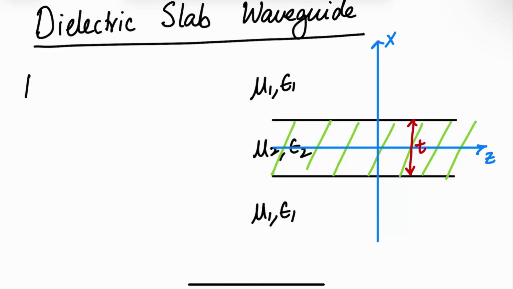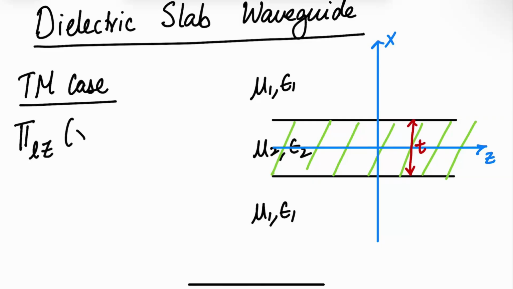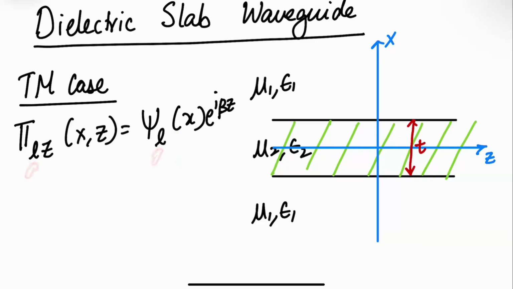Okay, so because of that, maybe we start with considering the TM case. The H field, which is a function of only x comma z, it's not a function of y because there's no variation in y, is psi L(x) e to the i beta z. Right, so psi is not a function of y because there is no variation in y, and this L corresponds to the subscript for medium 1, 2, or 3. So I should write that down. This is medium 1, this is medium 2, this is medium 3. Okay, so L equal to 1, 2, 3.